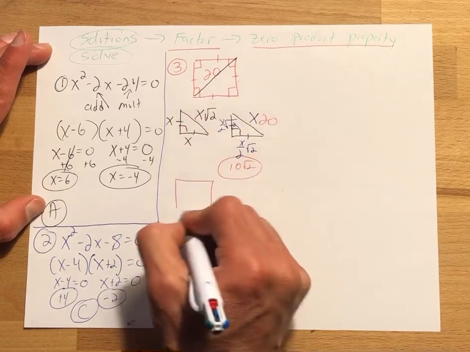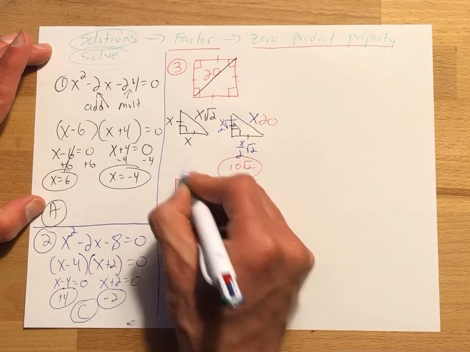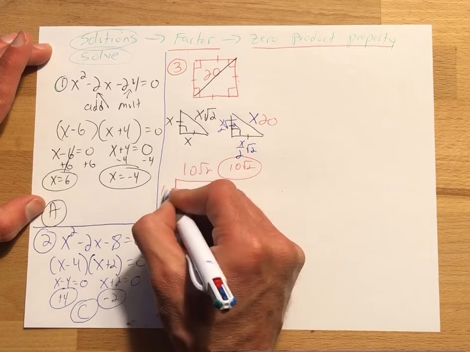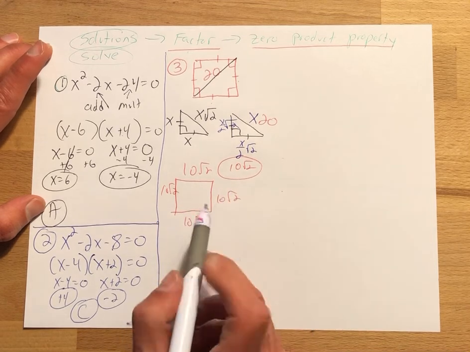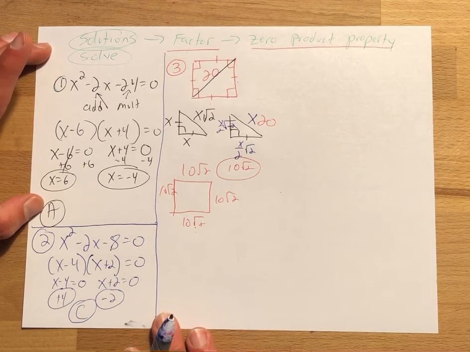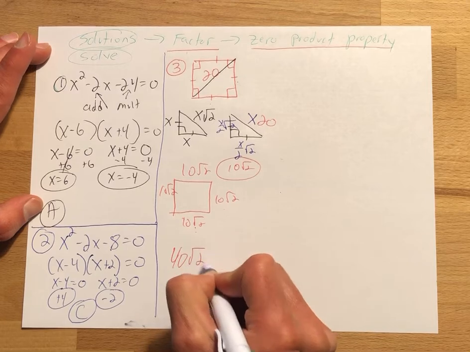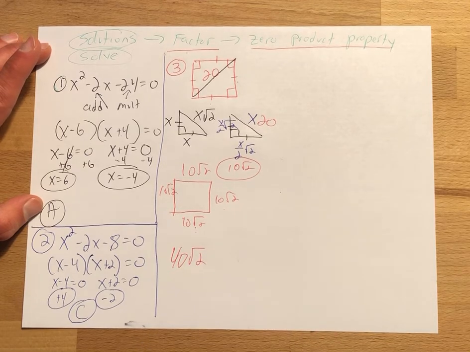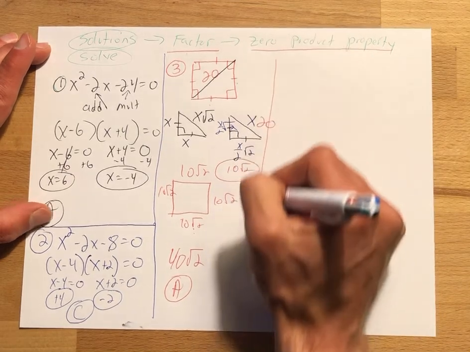But we're not done yet. 10 root 2, 10 root 2, 10 root 2, 10 root 2. Now, luckily this answer choice isn't there because I think a lot of people would have put that answer. How many 10 root 2's are there? There's 40 root 2, which is going to give you letter choice A. That was number 3.